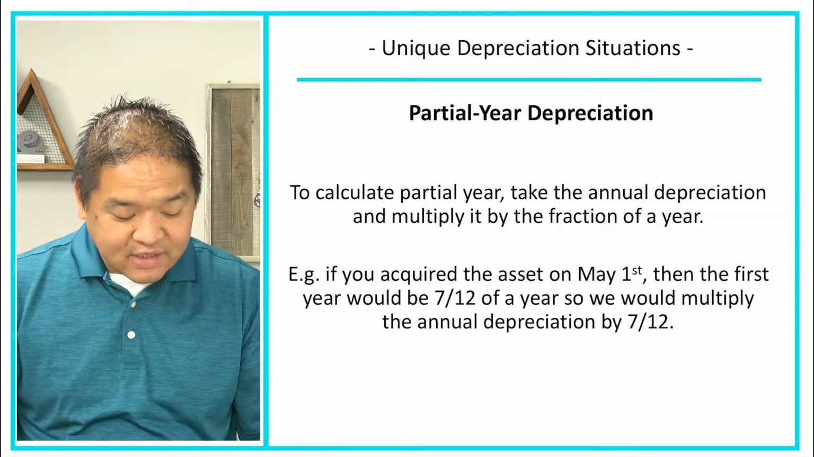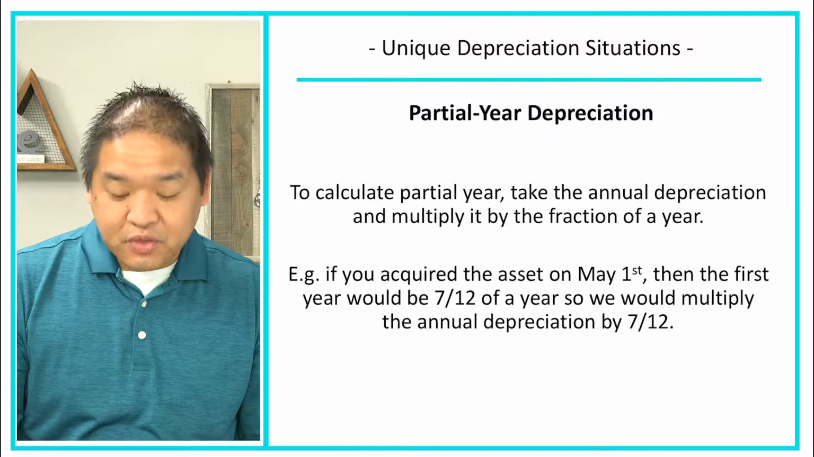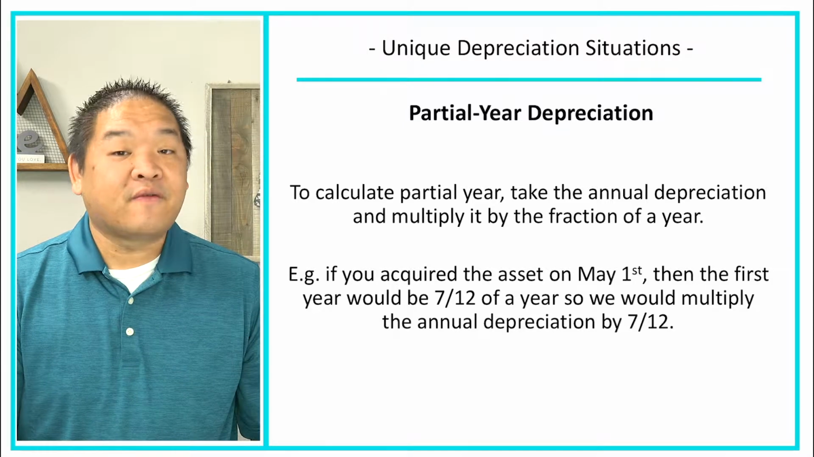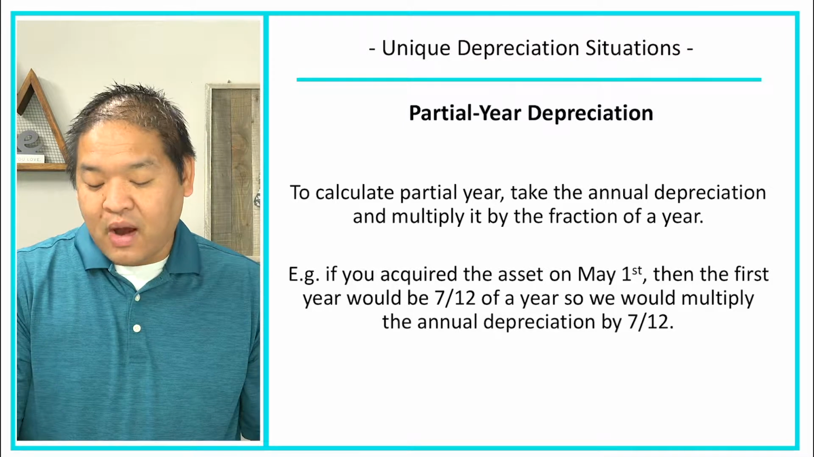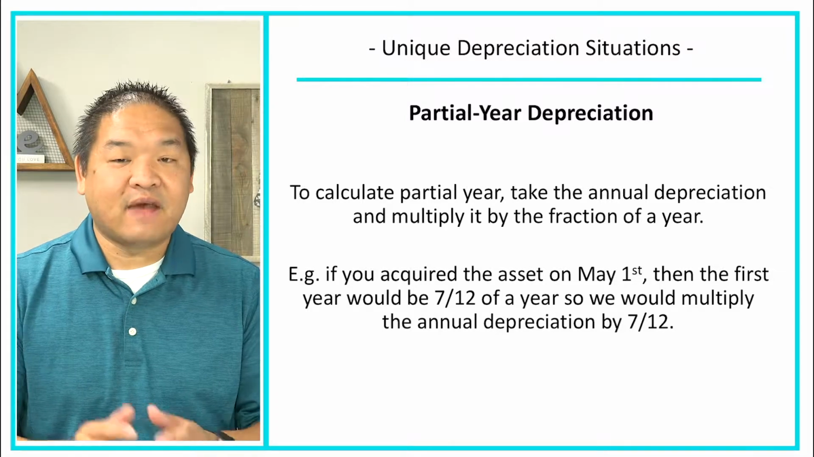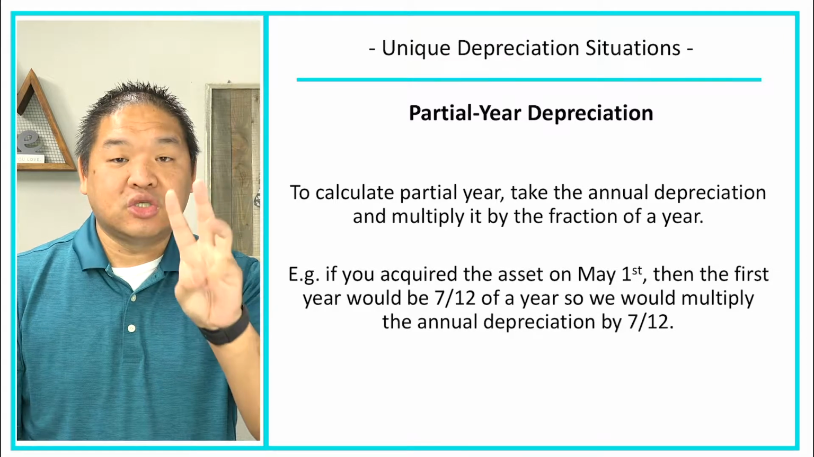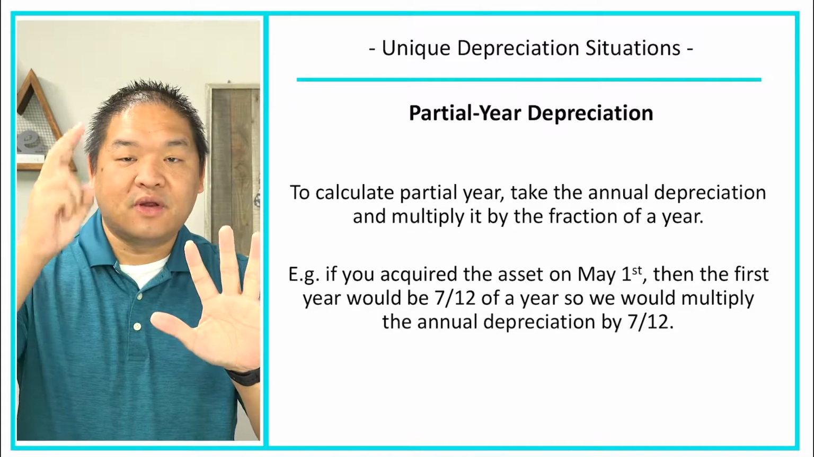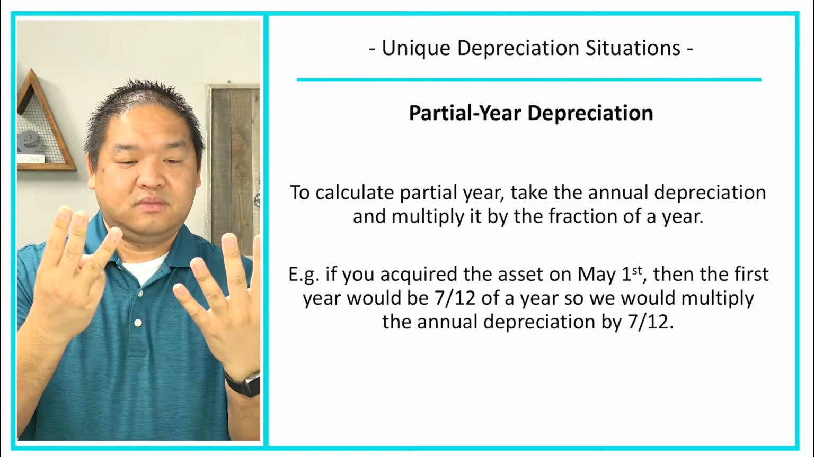An example to calculate partial year: take the annual depreciation and multiply it by the fraction of the year. So if we acquired the asset on May 1st, then the first year would be 7/12: May, June, July, August, September, October, November, December.